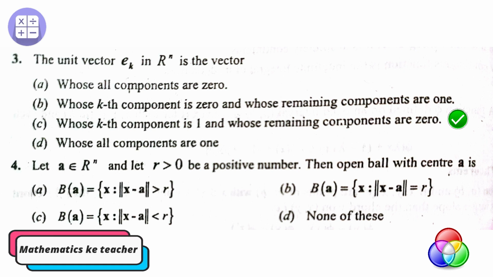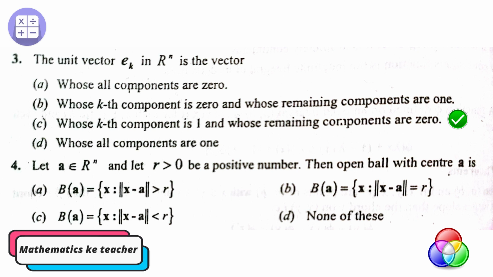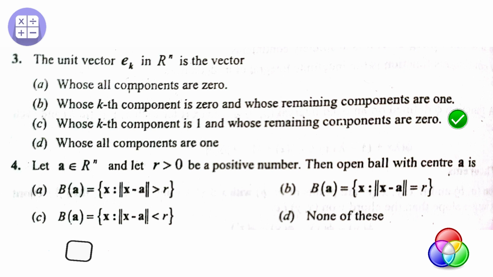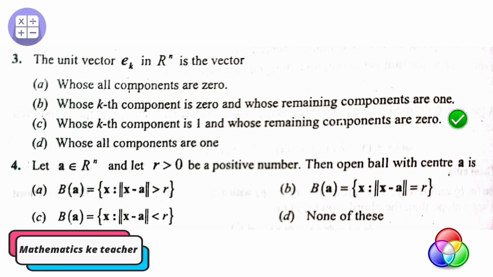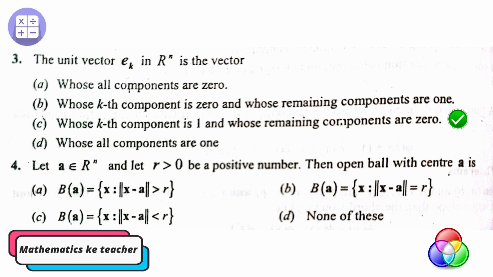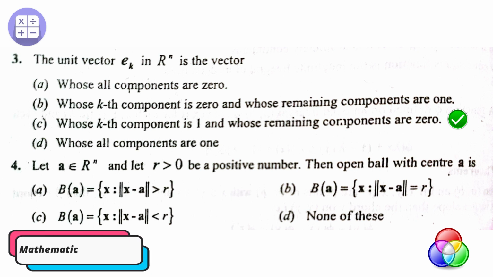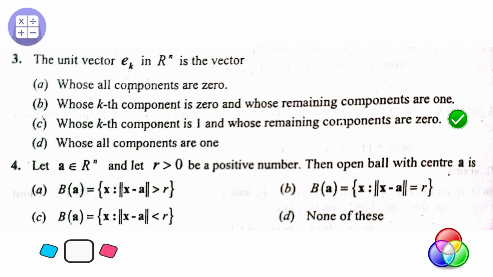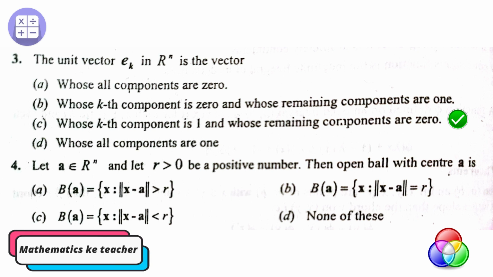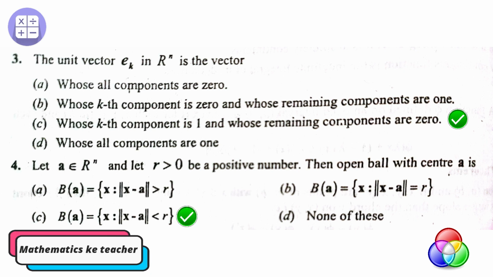Number 4. Let a belong to R^n and let r greater than 0 be a positive number. Then the open ball with center a is: A, B(a) equals the set of x such that norm of x minus a is greater than r. B, B(a) equals the set of x such that norm of x minus a equals r. C, B(a) equals the set of x such that norm of x minus a is less than r. D, none of these. Correct option is C.